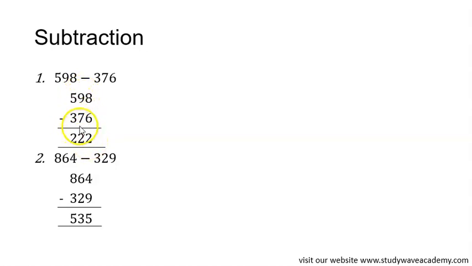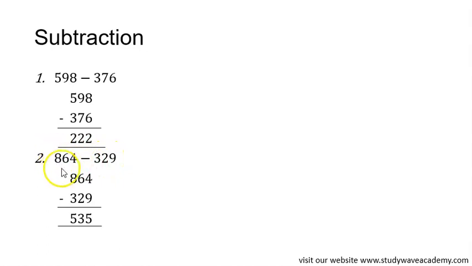9 minus 7 is going to give you 2. Okay? You have 9 bananas. Take away 7, you are left with 2 bananas. 5 minus 3 is 2. Okay? So 598 minus 376, your answer is going to be 222. Okay? Do you understand? Good.